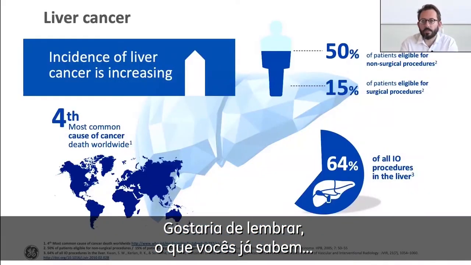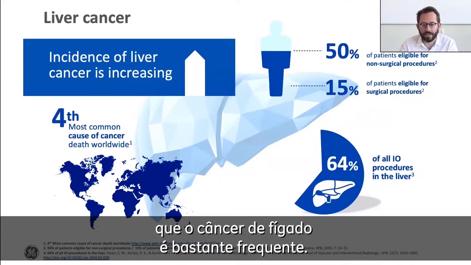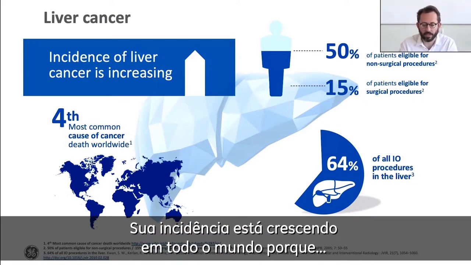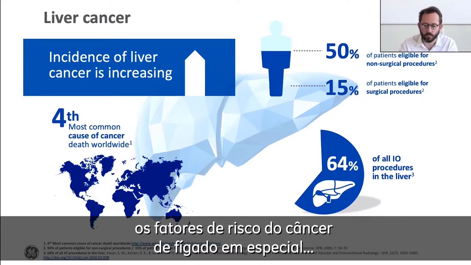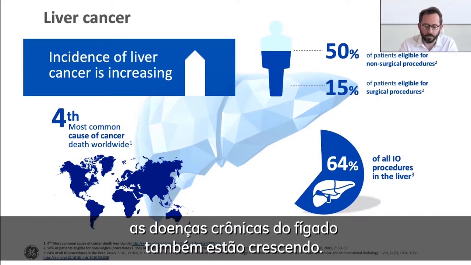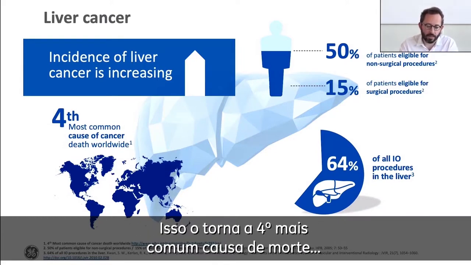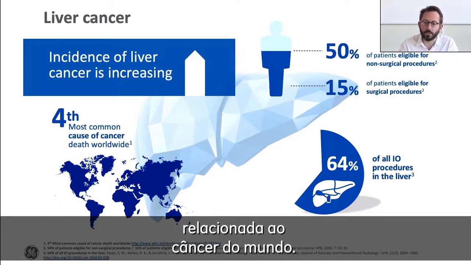So to start, let me remind you of something that you are very aware of: liver cancer is very frequent, and the incidence of liver cancer is increasing worldwide because the risk factors for liver cancer, especially chronic liver diseases, are also increasing. And it makes it the fourth most common cancer-related death in the world.